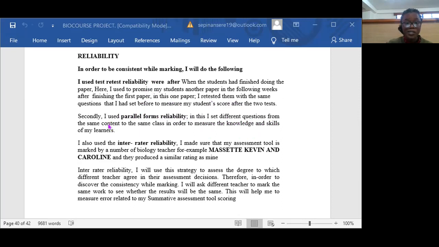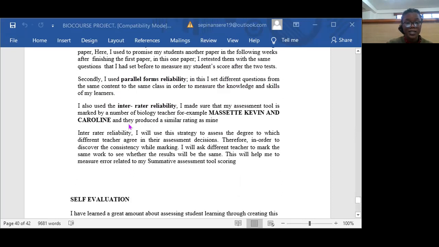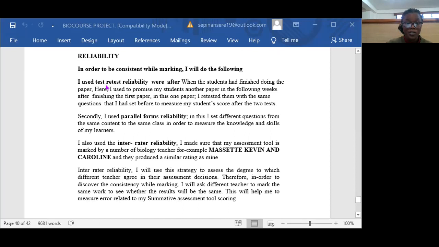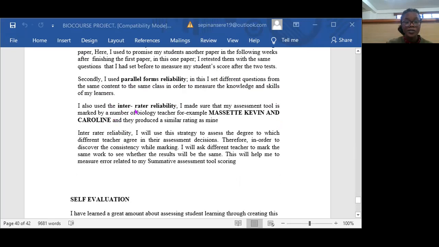Here I set another paper of the same content for the same class, different questions but from the same content. So I set different questions from the same content, that is parallel forms reliability, and I used inter-rater reliability.